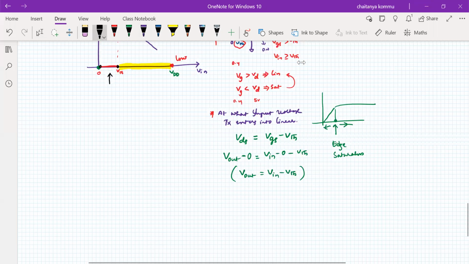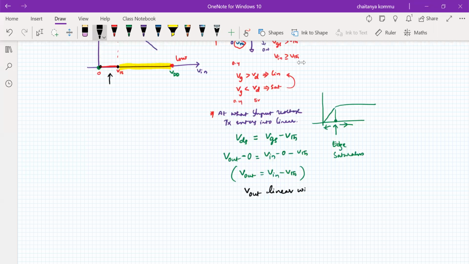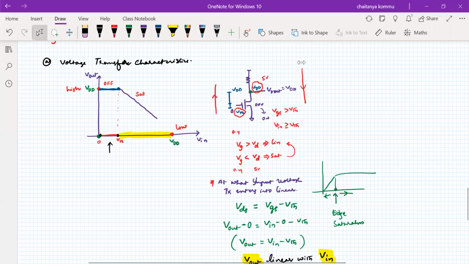Okay, what is the relationship between VIN and Vout? Vout is linearly proportional to that of VIN. Linear with VIN, right? So what is the relationship between VIN and Vout here? Just a mathematical equation, a straight line equation. So linear equation. Therefore, I can simply write a straight line from this point onwards. So what can we call this equation? Vout is equal to VIN minus VTH line.